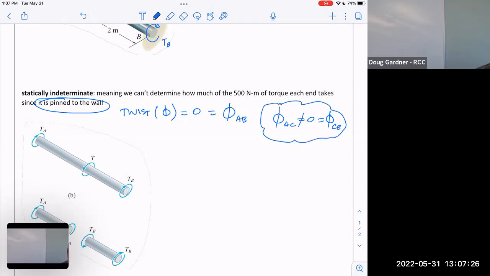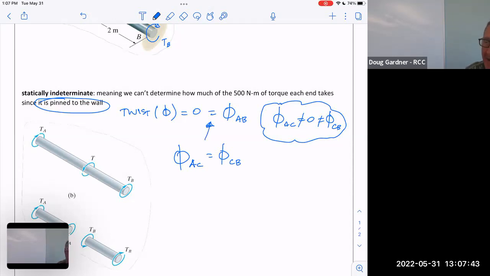However, the twist from A to C is going to have to equal the twist from C to B in order for this to be true, right? That's kind of the idea.